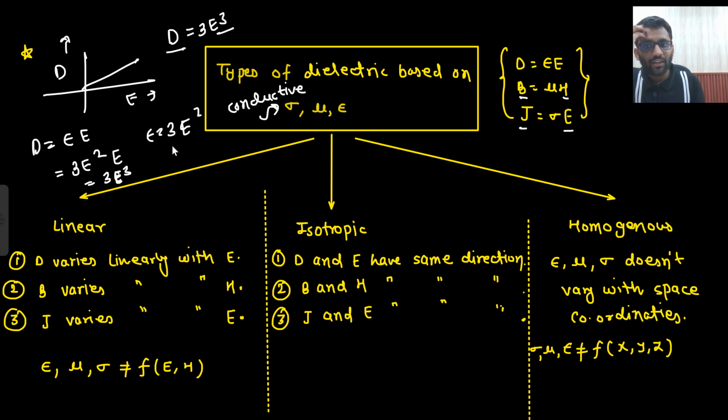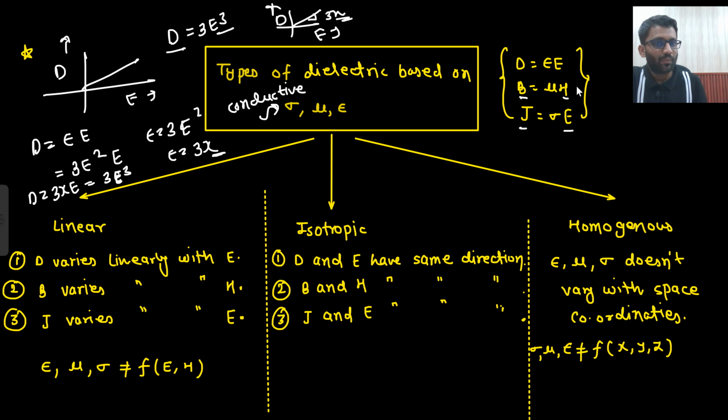No. But let's say your epsilon was 3x, where x is the space coordinate. Then yes, certainly there is a linear relation. If I draw the graph of D versus E, it will be linear and the slope will be 3x. Right? Is that clear to you? If it is a function of E, then there is an issue.